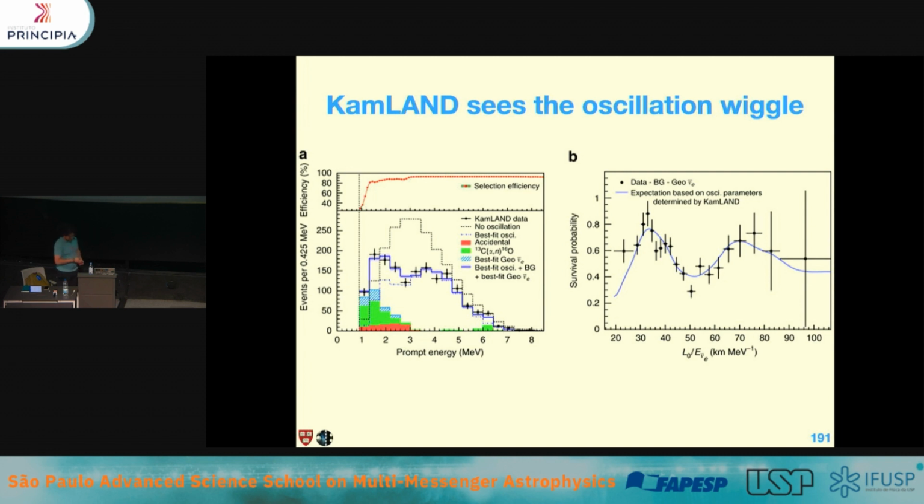So let me say this in another way. How this plot is done is, suppose that the KamLAND experiment is here, and it's in Japan. I'm going to approximate Japan by a square, okay?